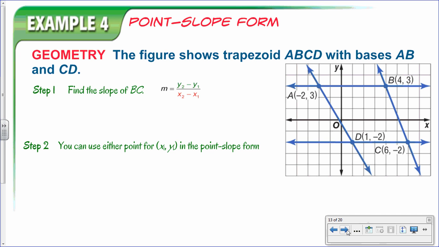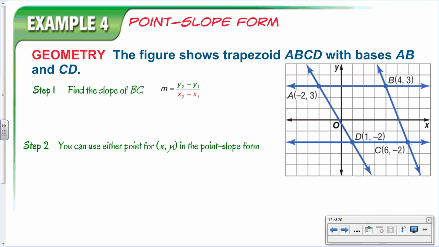Okay, now this one, read the instructions for this one in your book. A figure shows trapezoid A, B, C, D, with bases AB and CD. Okay, it's missing some instructions. It makes kind of a square shape, right? You got a base that's A and B, and you got a base that's C and D, right?